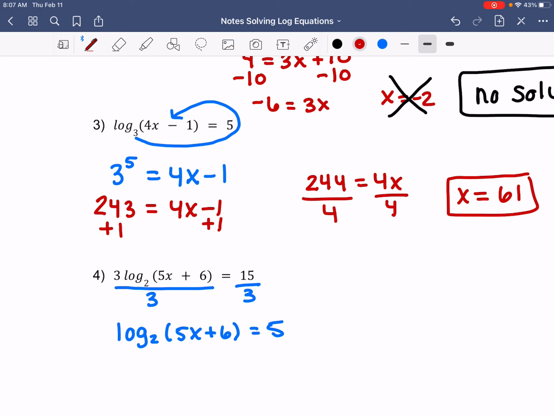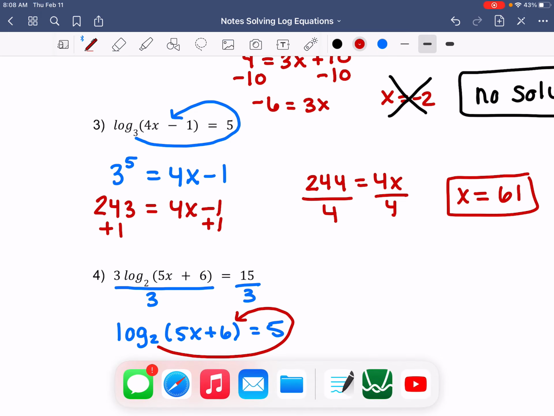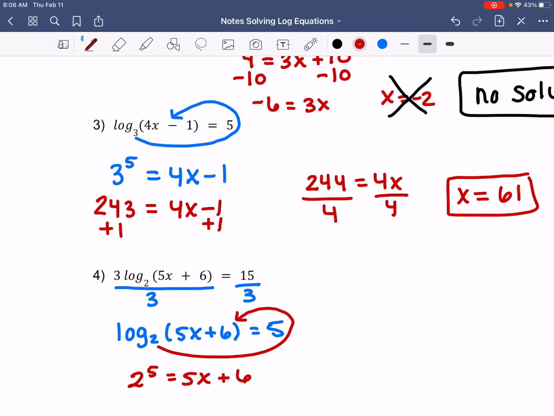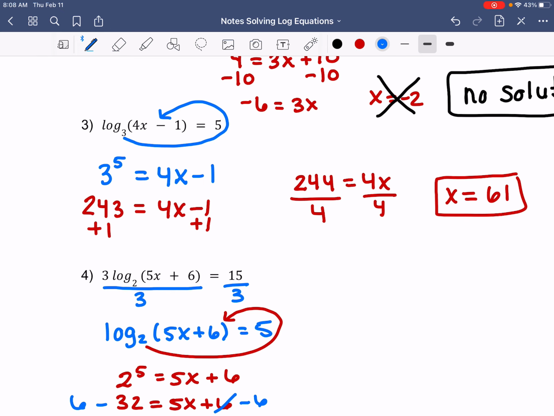Then once my log piece is isolated, I'm going to do the loop trick to change forms. So 2 to the power of 5 equals 5x plus 6. Well, 2 to the power of 5 means 2 times 2 times 2 times 2 times 2, which is 32, equals 5x plus 6. In order to solve for x, I'm going to subtract 6 on both sides, so it cancels. 32 minus 6 is 26, equals 5x. Then just divide both sides by 5.